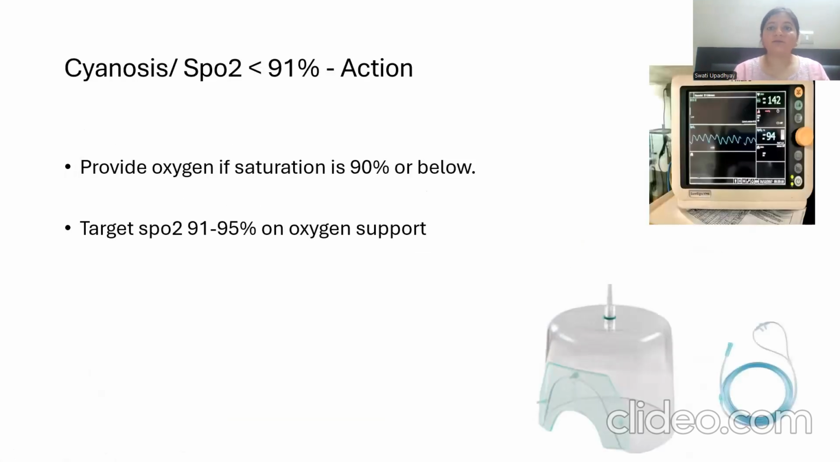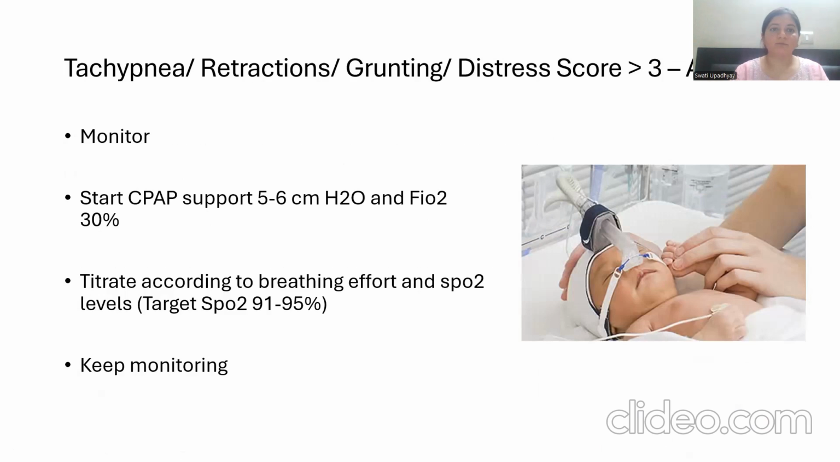If the baby's oxygen saturation is less than 91%, provide oxygen using either a hood box or nasal prongs. Target oxygen saturation of 91 to 95% on oxygen support. Avoid hyperoxygenation as it can be harmful, especially in preterm babies.